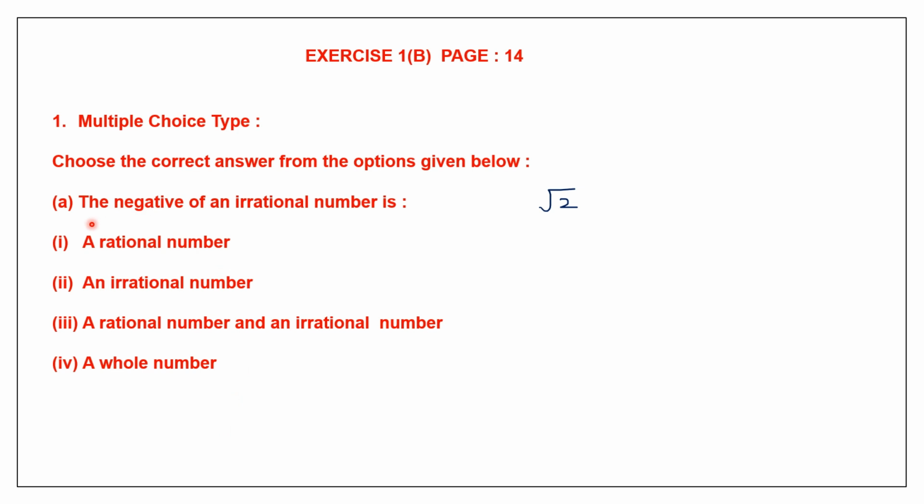Now the question here is, what is the negative of an irrational number? So this is an irrational number. The negative of it will be negative like this. I just have to put a negative sign there. But as you can see, it is still an irrational number. So the negative of an irrational number is an irrational number, and that is option 2.